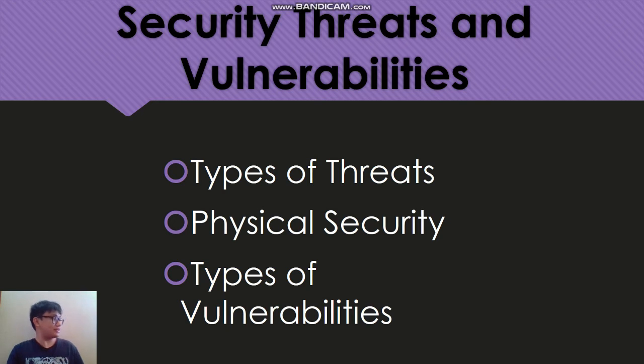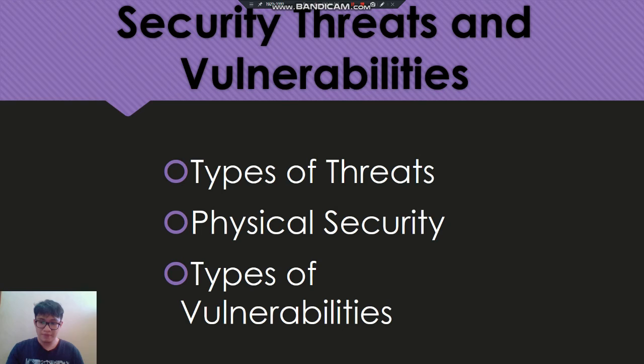Next one is physical security. An equally important vulnerability is the physical security of devices. An attacker can deny the use of network resources if those resources can be physically compromised.